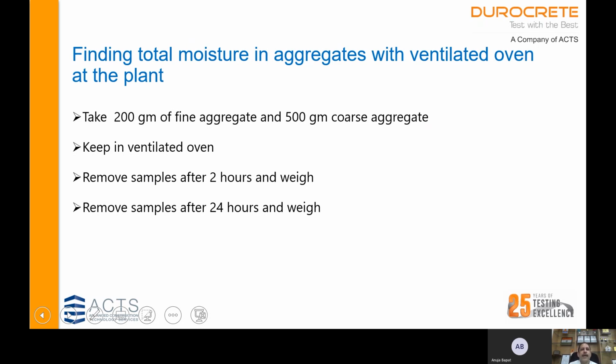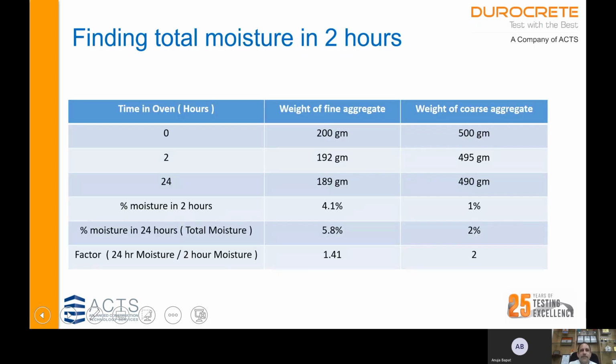Take 200 grams of fine aggregate and 500 grams of coarse aggregate. Keep in a ventilated oven. Remove the sample after 2 hours and weigh. And then again keep it, and after 24 hours you can weigh it again. So here we find that in case of fine aggregates, 200 grams becomes 192 grams after 2 hours. On further heating it becomes 189 grams.